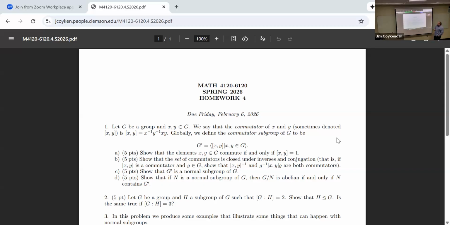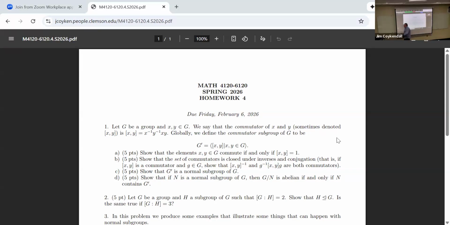Number C, show that G prime is a normal subgroup of G. We defined normal last time. Remember, you also have to explain to me why it's a subgroup as well. And D, this is the important thing about commutators. Show that if N is a normal subgroup of G, then G mod N is abelian if and only if N contains the commutator. So it's an abelian quotient if and only if N contains the commutator. You don't know what this is yet, but I'm going to tell you today.